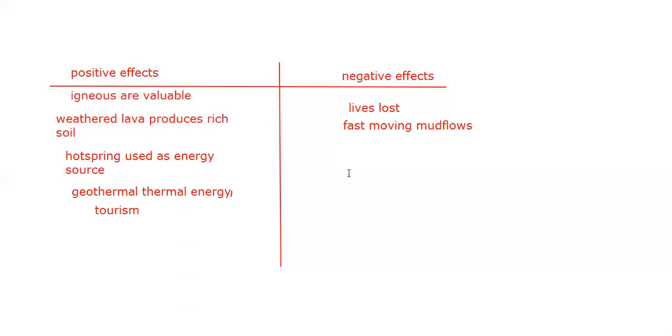Another negative effect is that it destroys settlements and it destroys areas of agriculture and woodland. So it destroys settlements and cultivation areas. Right? They're in bold there. Well, good.